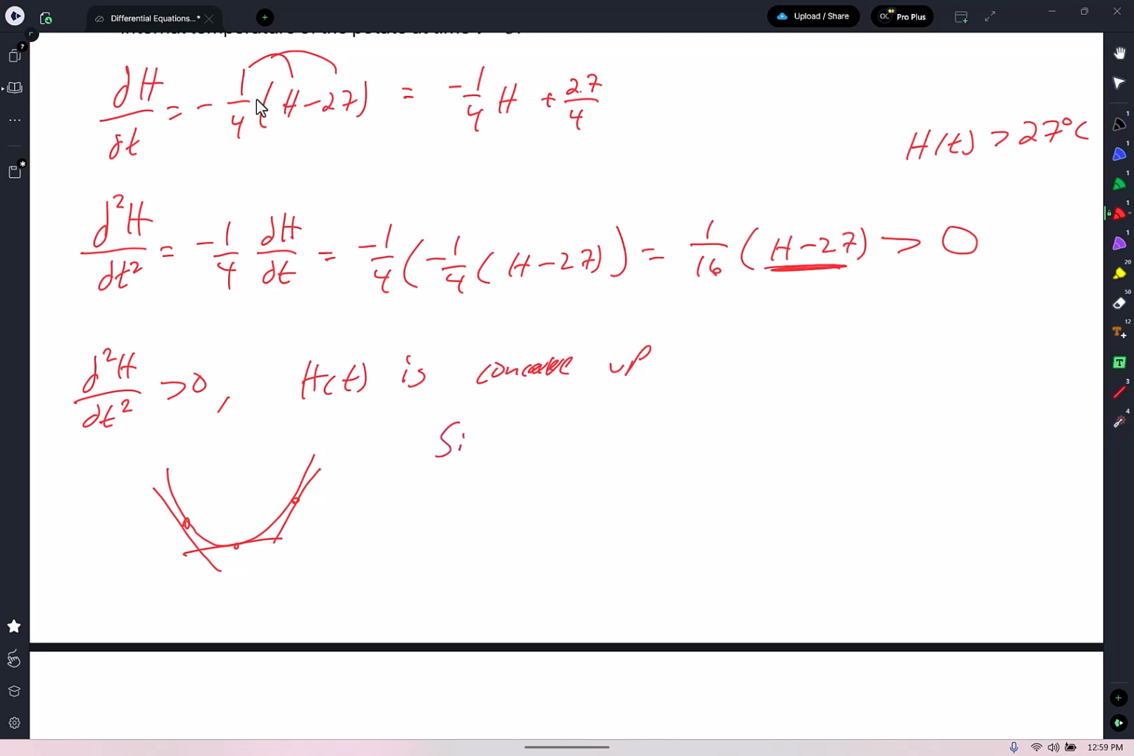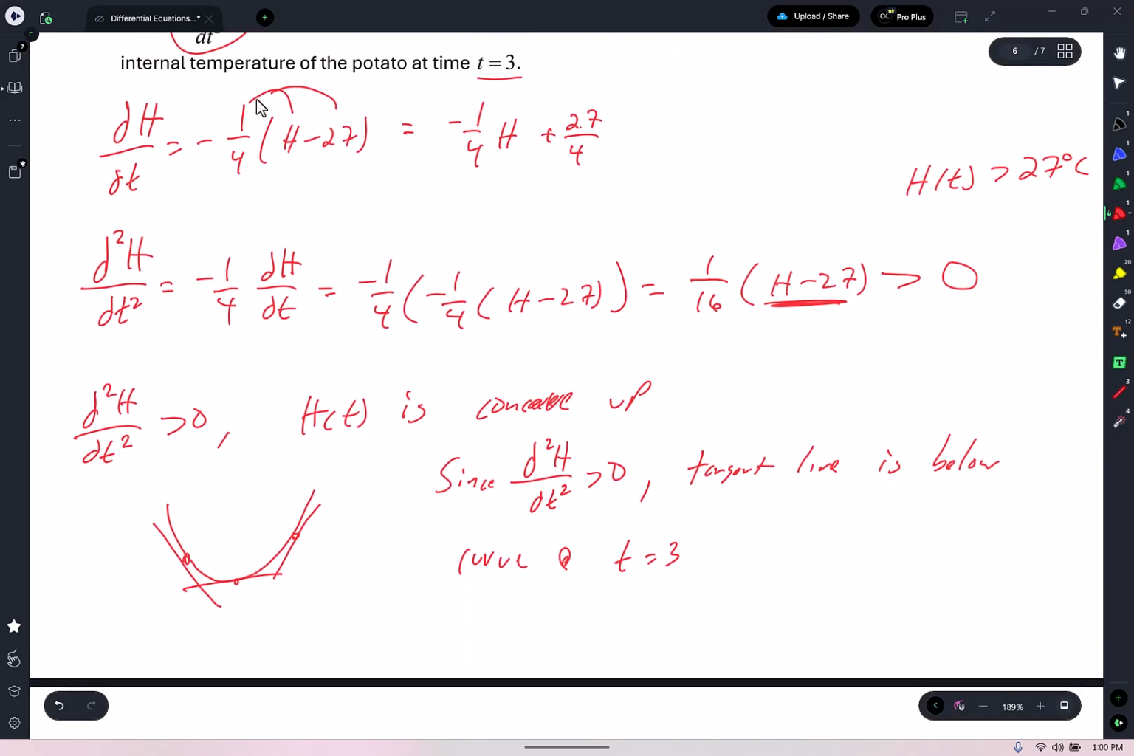So I'm going to write: since the second derivative is positive, the tangent line is below the curve at t equals 3, because they did ask at t equals 3, but it's always going to be below the curve at all t values. Since the second derivative is positive, the tangent line is below the curve at t equals 3. Hence, your approximation is going to be an under approximation because it's below the actual curve, right?